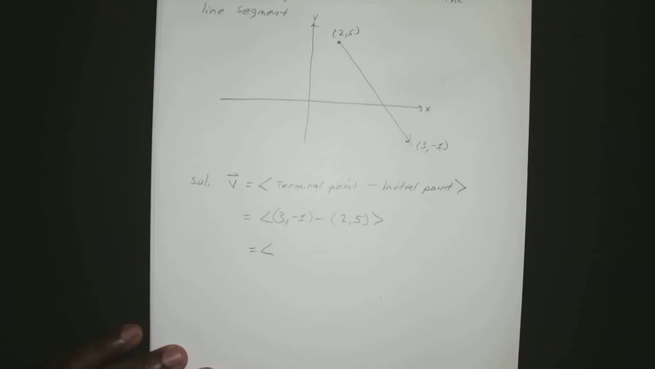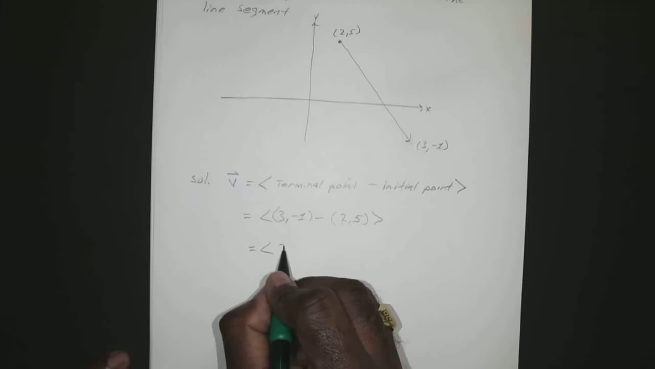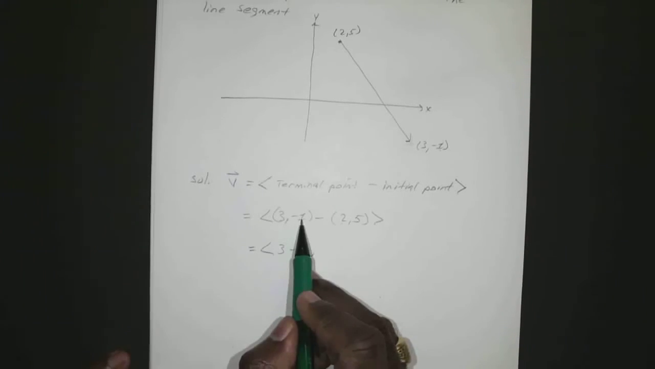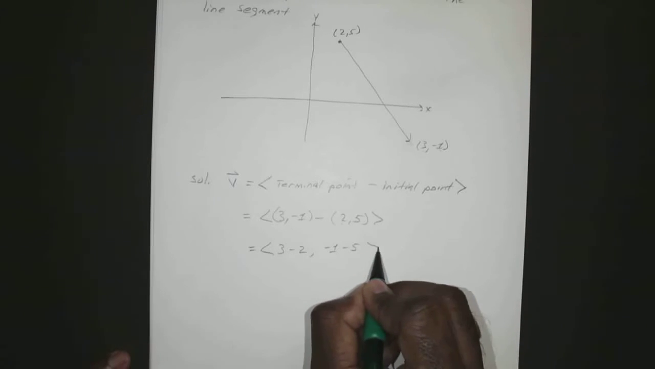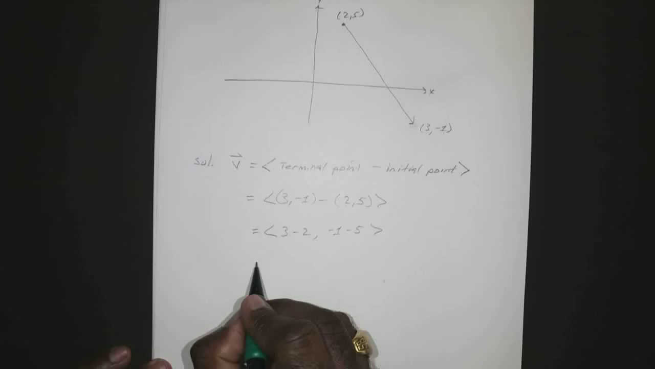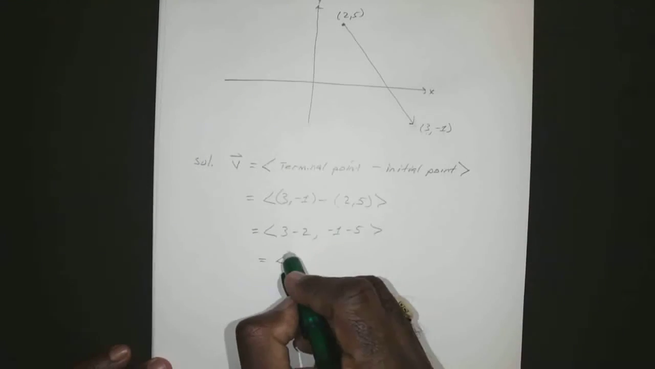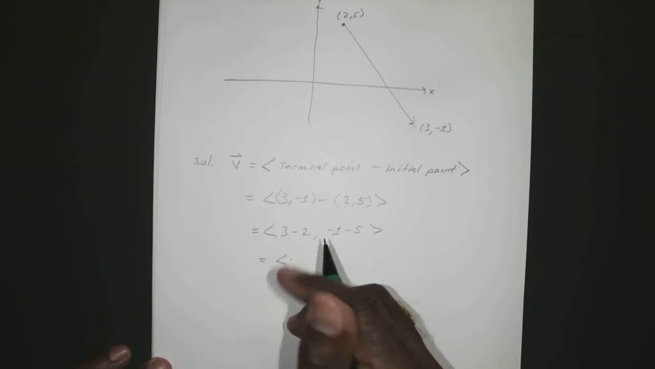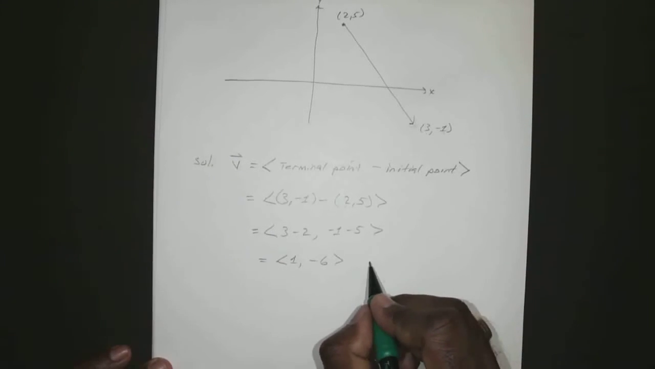So remember, you're subtracting vectors. So you're not subtracting it the way you would regular functions. So you have 3 minus 2 and negative 1 minus 5. Okay, so that means you have 1, negative 6, as your position vector.